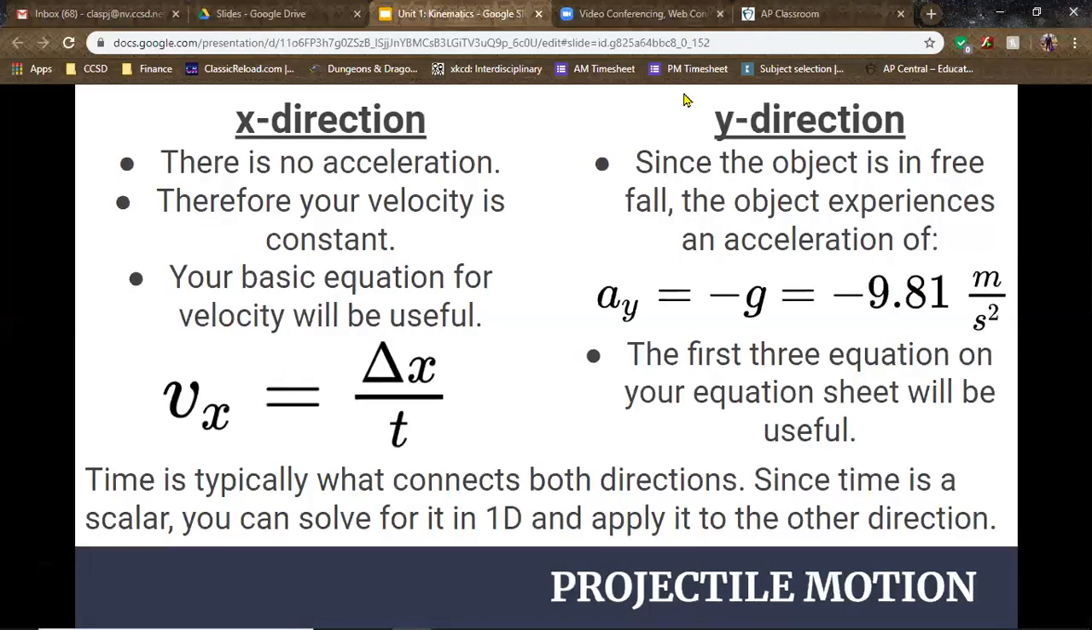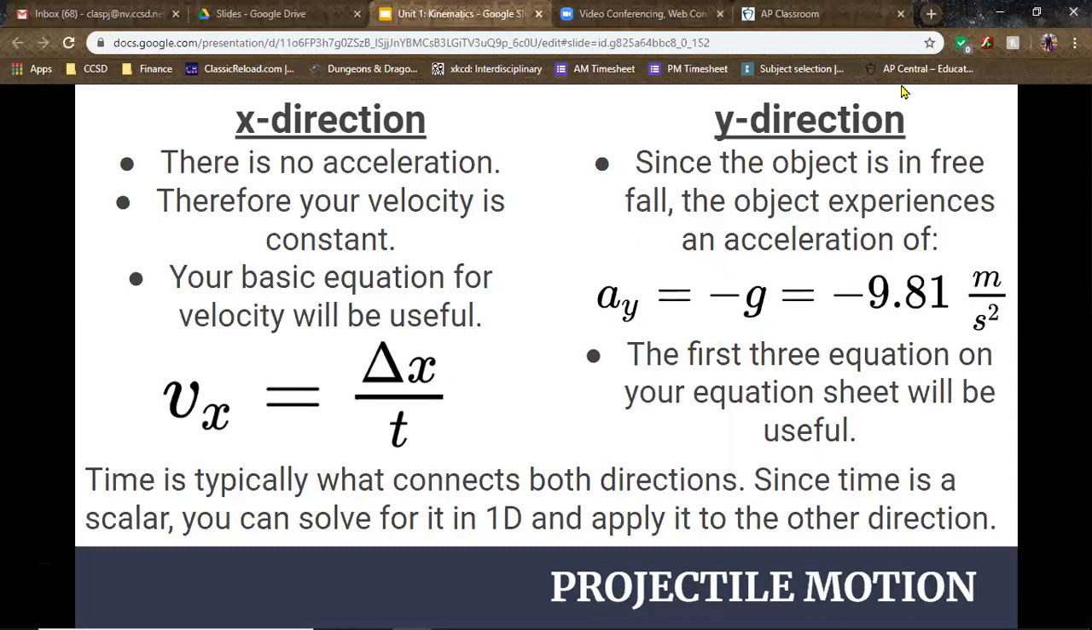All right. So in the x direction, if you have a projectile, once again, projectile just means there's motion in more than one direction and it's in free fall. So if you have projectile motion, there is no acceleration in the x direction. Whatever your velocity is to start with, it stays the same in the x direction. All right, this basic equation will be useful if you're looking at the x direction for projectile motion, okay? In the y direction, since the object's in free fall, it experiences this acceleration, all right? The first three equations on your equation sheet are going to be useful, all right?